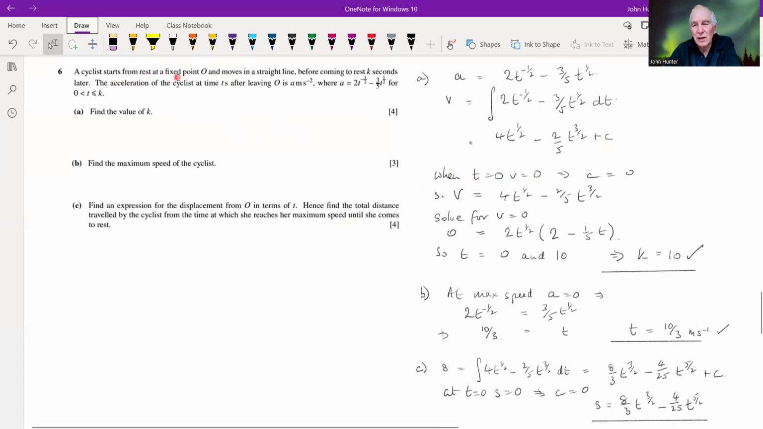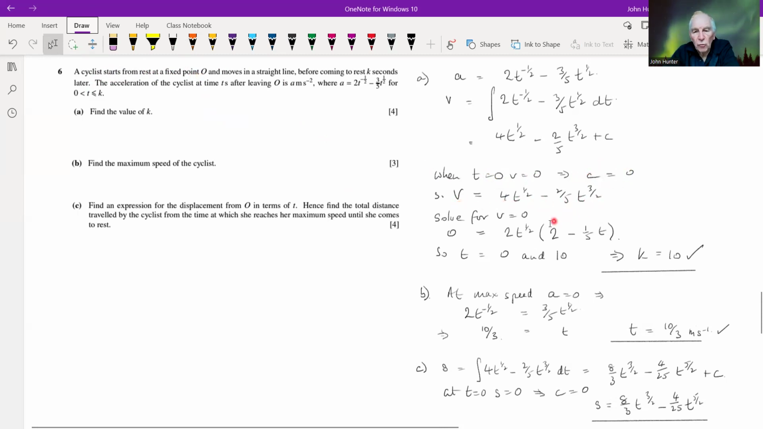Starts from rest at a fixed point O. In fact, starts from rest means this boundary condition, t equals 0, v equals 0, and starts at a fixed point O basically is t equals 0 and the displacement is 0. We're taking O as being our reference point. Okay, so anyway, that's going to give us that c is equal to 0. So our velocity function is simply this.